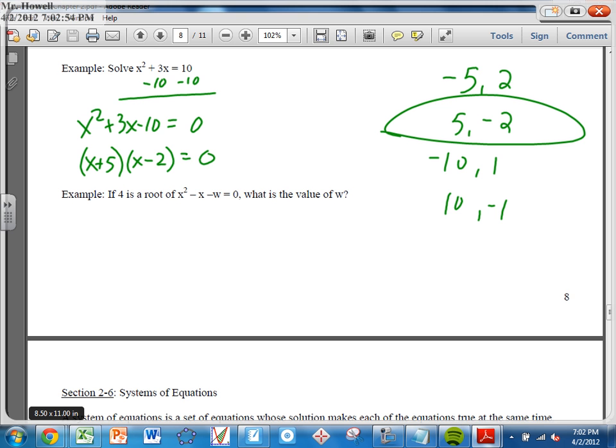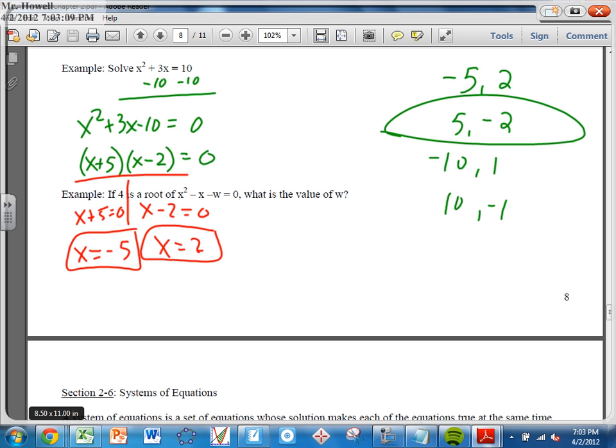But again, remember, I'm solving for x. So I make my t-chart. X plus 5 could be 0, or x minus 2 could be 0. So x could be positive 2, or x could be negative 5. Again, do this in your head if you can. Please don't waste your time writing it down.